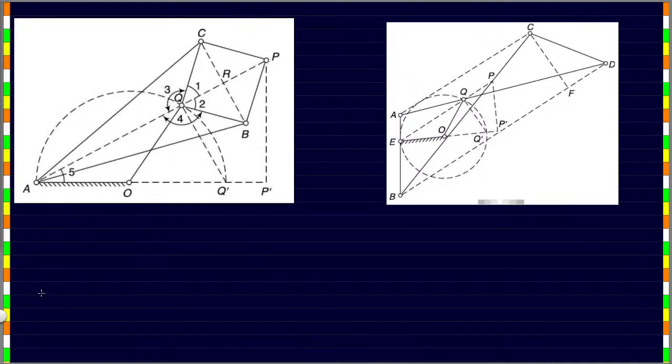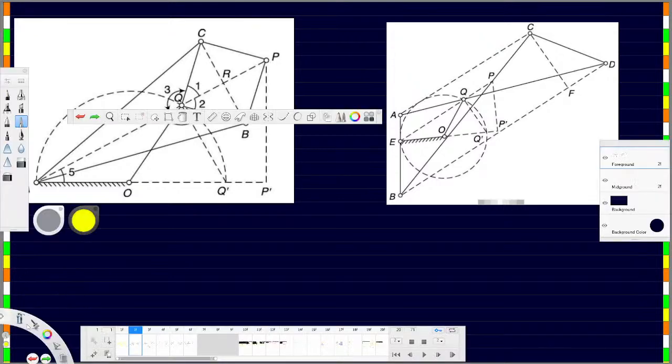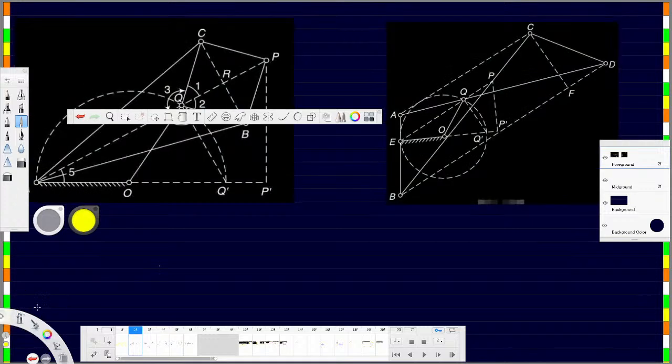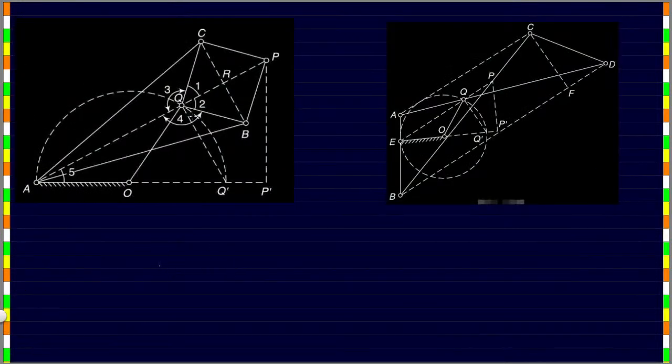Welcome everyone. In this video, we are going to see how to count the various links and joints. So here we have the mechanism. The first mechanism here, this is the possible mechanism.